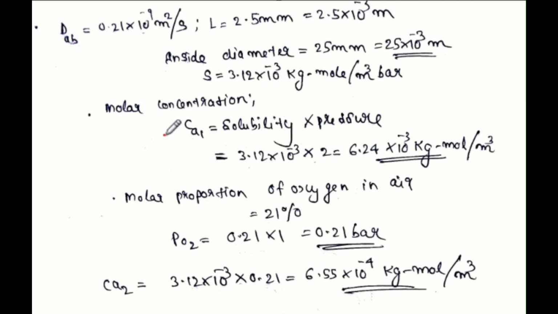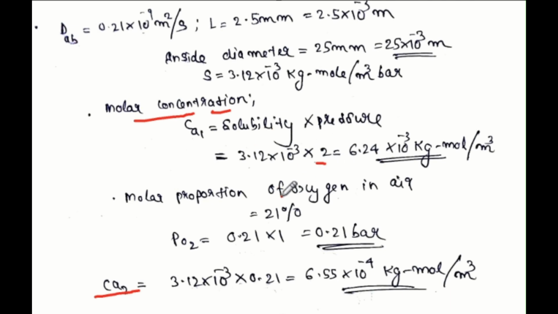The first thing we have to find is the molar concentration inside. I'm calling the inside region A1. So we need the molar concentration inside the tube and the molar concentration outside the tube. If you know the solubility and the pressure in a particular situation, then we can find the molar concentration. We know the solubility of oxygen gas, which is given in the question, and the pressure inside the rubber tube at which the oxygen is maintained is also given, 2 bar.